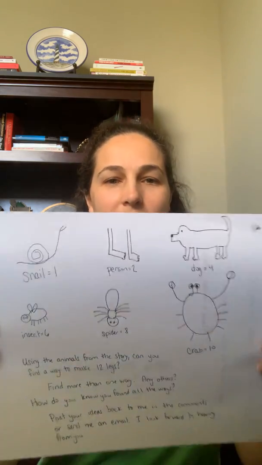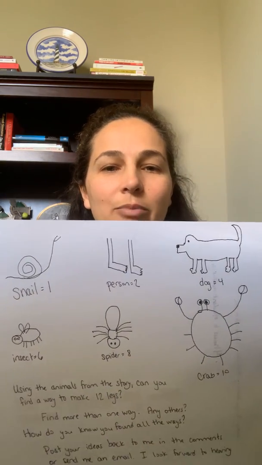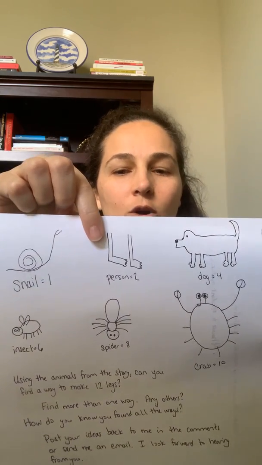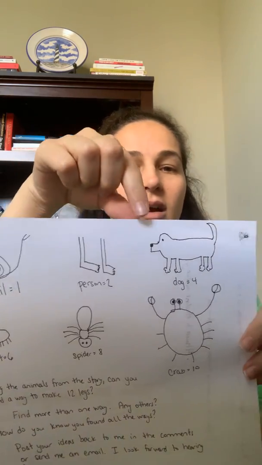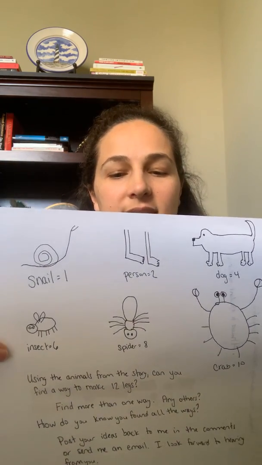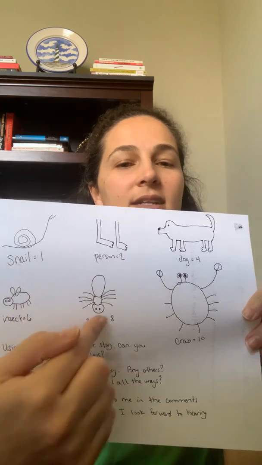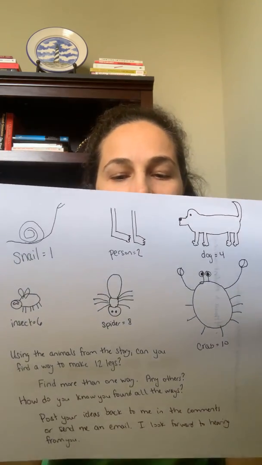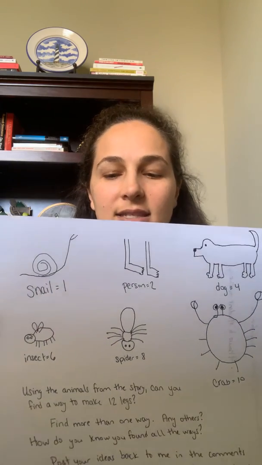So here is the math challenge that I'd like to give to you today. These are the different animals that were brought up in the story. A snail has 1 foot. A human or a person has 2 feet. A dog has 4 feet. Insects have 6 legs. Spiders have 8. And crabs have 10.